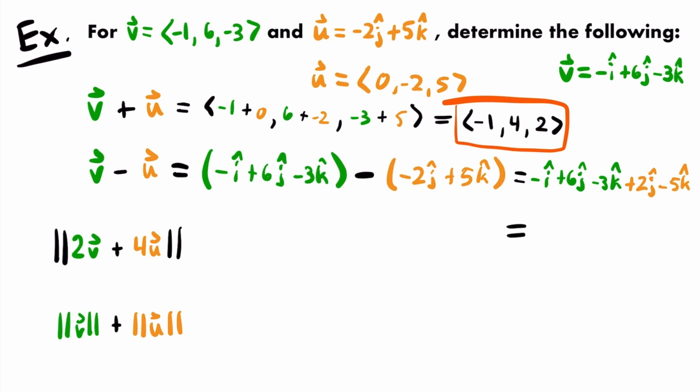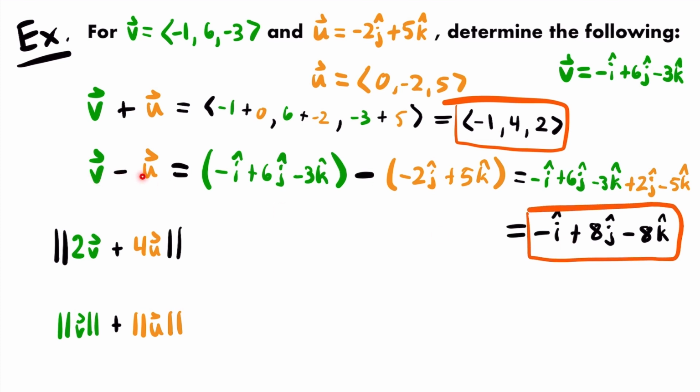So if we do that, this will be equal to -i, right? We only have one i term, so there's nothing to add to it. The x component of vector u is 0, so there's nothing to add. Then we'll add our j components. 6j plus 2j is 8j, so we'll have plus 8j. And then we'll add our k terms, so we have -3 and -5, which becomes -8, so we'll have minus 8k. And that is the resultant vector of vector v minus vector u.